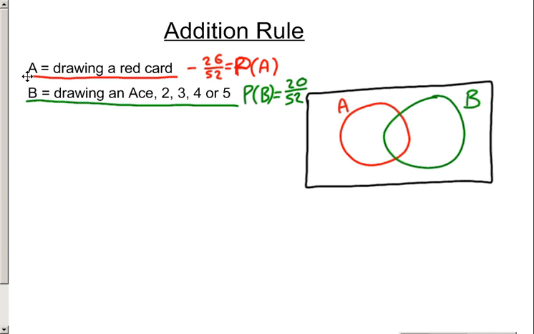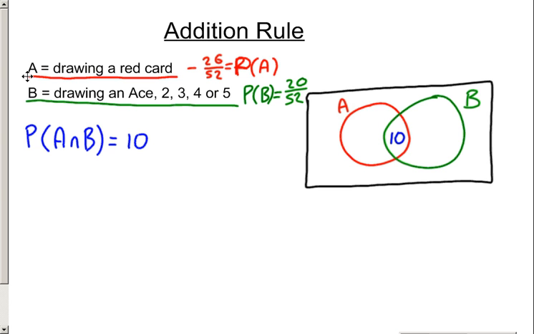But what about in the middle? In the middle, it's both red and an ace, 2, 3, 4, 5. Well, there's the ace, 2, 3, 4, 5 of diamonds, and the ace, 2, 3, 4, or 5 of hearts. So there's 10 of them. So in the middle there's 10. And remember, this is the probability of A intersected with B, which is equal to 10.